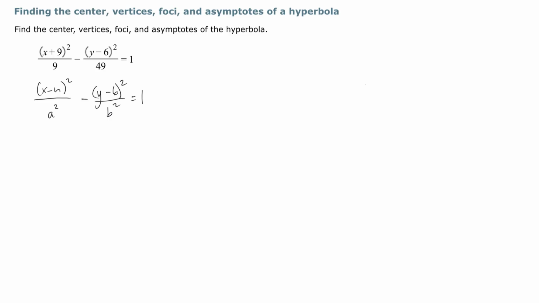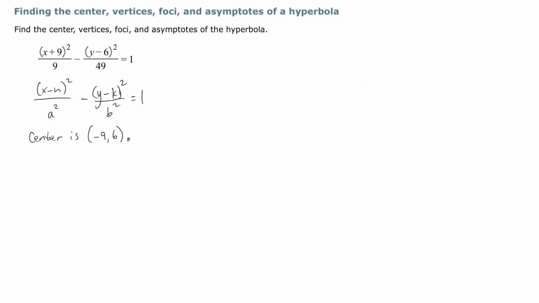Oops, I said y minus 6. I meant y minus the letter k. And so you can easily identify the center. The center is parentheses -9 comma 6.